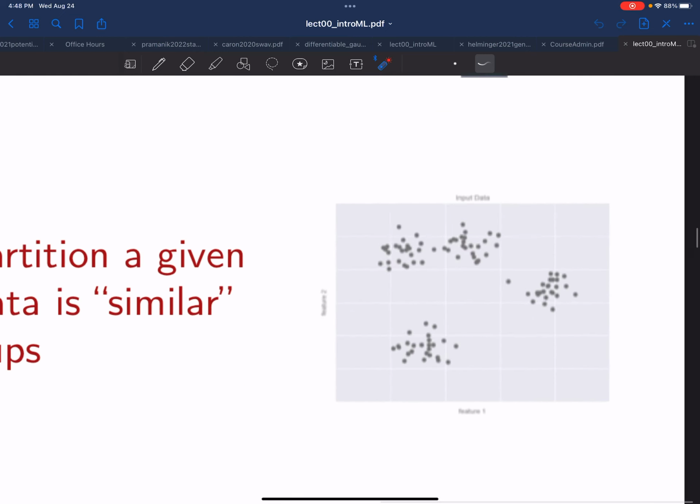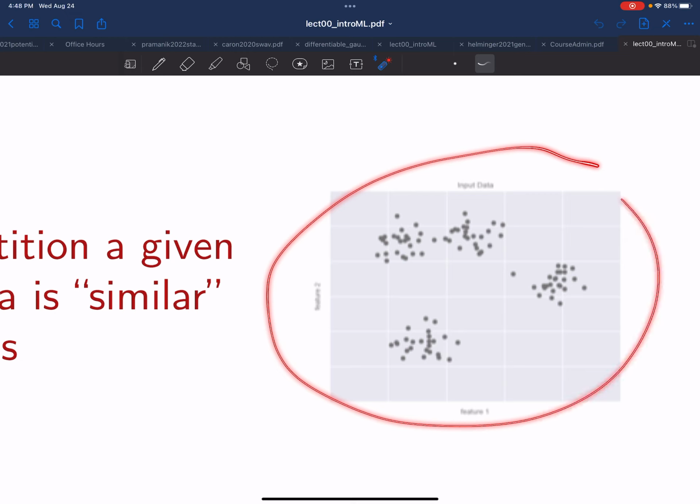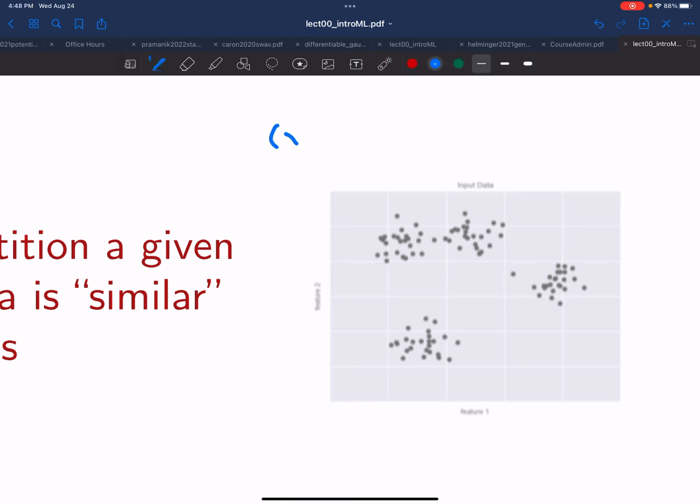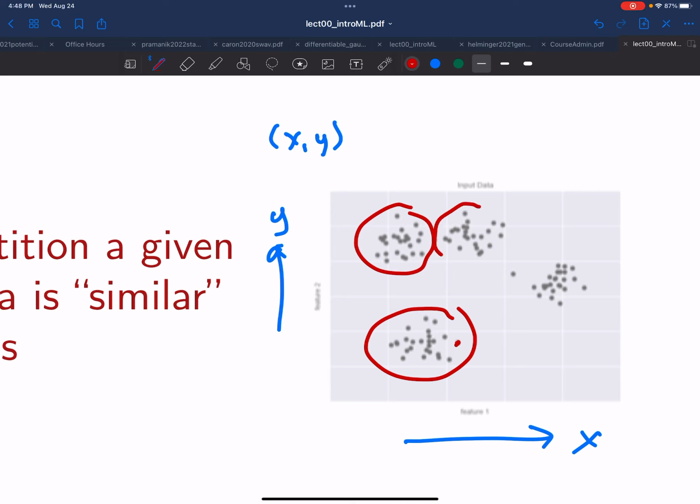So that's a text example. Maybe a simpler example is if you just have pairs of numbers like x, y. So this is like x, this is like y. So each one of these dots is just one example of an xy pair. You're given, let's say, 100 examples of xy pairs, and you're asked to group them, to cluster them. So what you could do is you can plot them on a 2D plane like this, and now, as a human, you look at this, and some clusters pop out, right? These all seem to be related, these seem to be related, and so on.